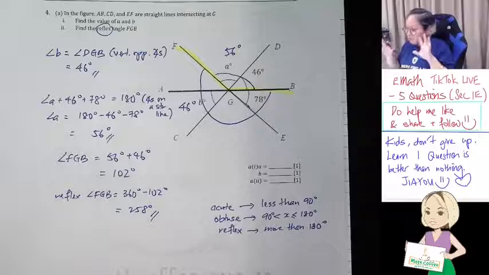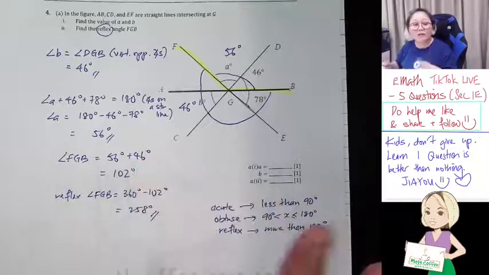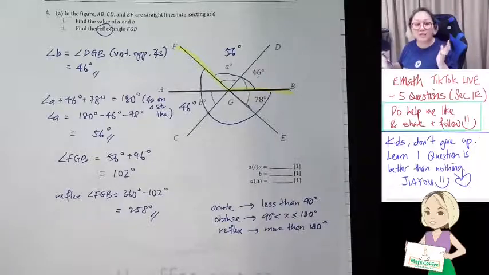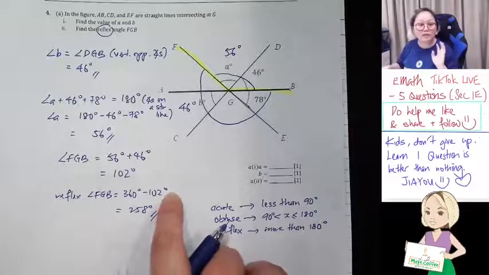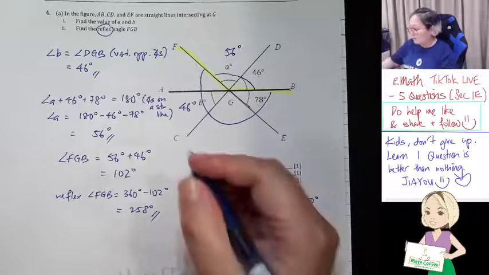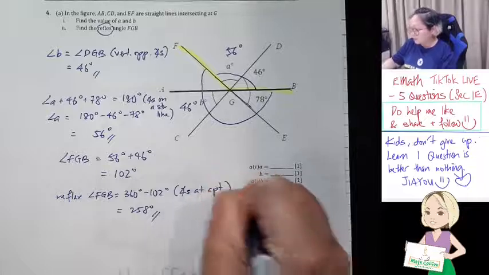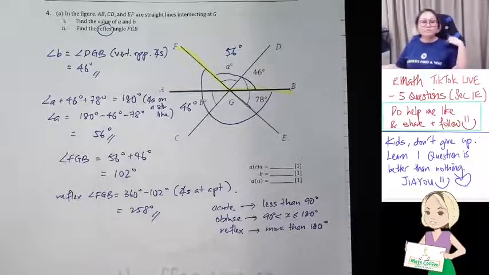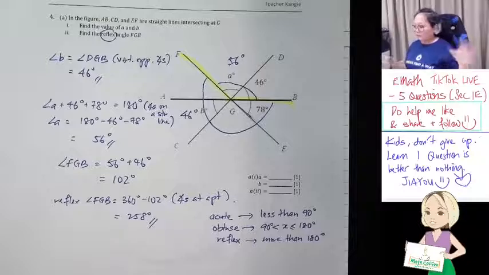Okay, so see, do I have to put the reason? Where do I put the reason? This 56 plus 46 is just adding. Nothing to do with reasoning. So I don't have to put reason. But this last part, I take 360 minus 102. It is due to angles at a point. So over here, I have to put angles at a point. Done. So we are done with question 4a.